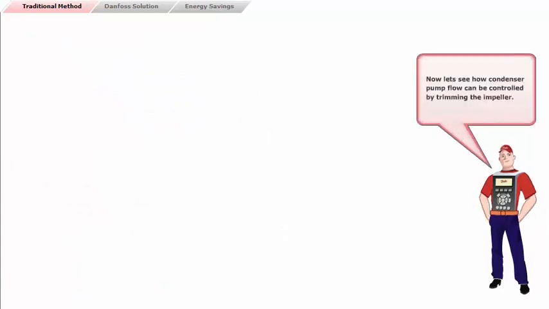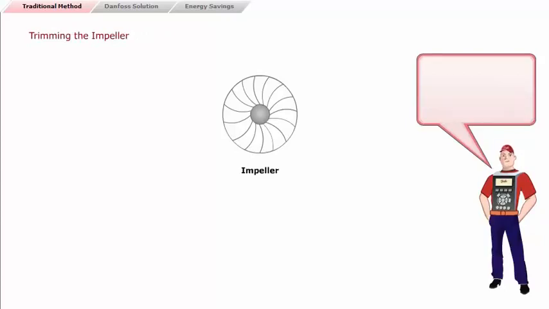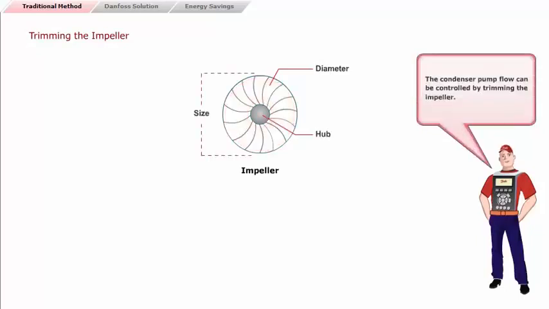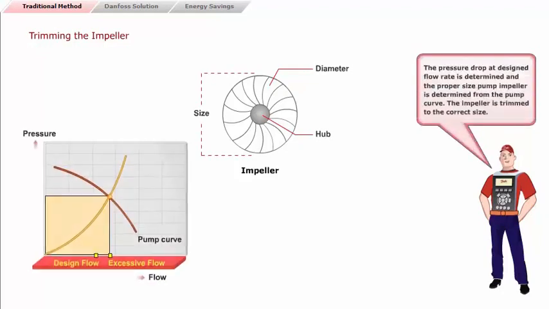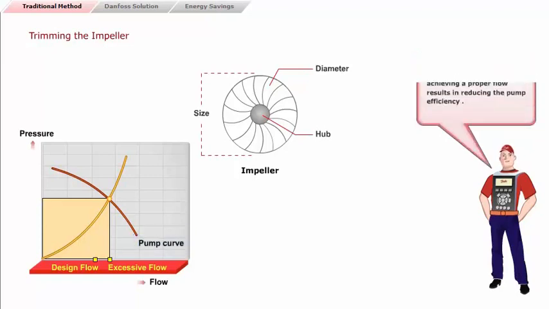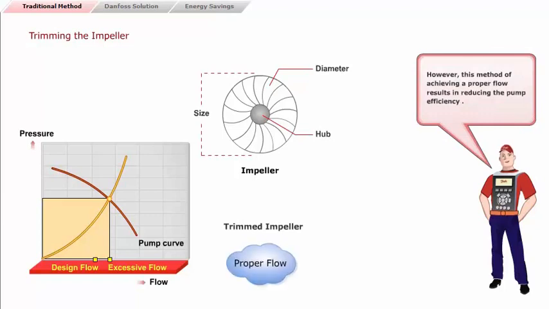Now, let's see how condenser pump flow can be controlled by trimming the impeller. Trimming an impeller means making the diameter smaller. The pressure drop at designed flow rate is determined, and the proper size pump impeller is determined from the pump curve. The impeller is trimmed to the correct size. However, this method of achieving a proper flow results in reducing the pump efficiency.